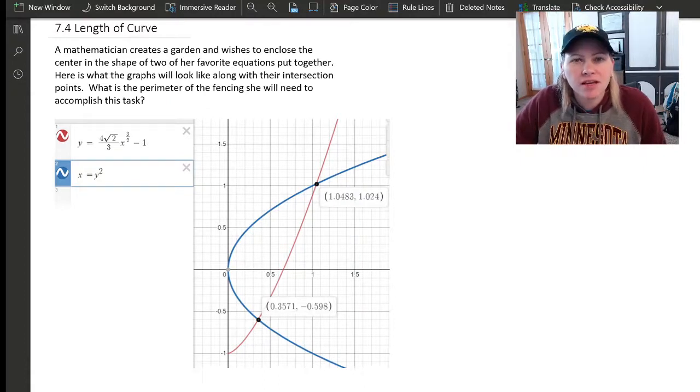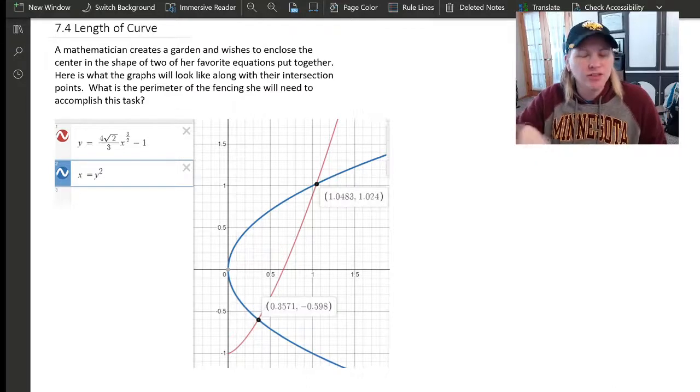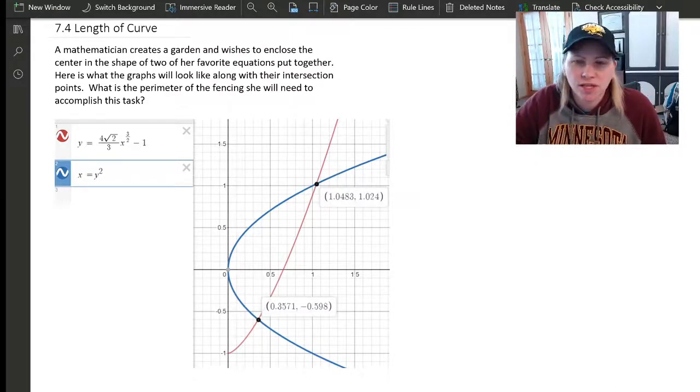Today we're going to discuss a BC topic called length of curve, and we're going to learn about a formula that's going to help us find the length of a path of an object, a point, basically from one point to another. If it's following along a curve instead of a straight line, we're going to learn a formula that's going to help us find that.